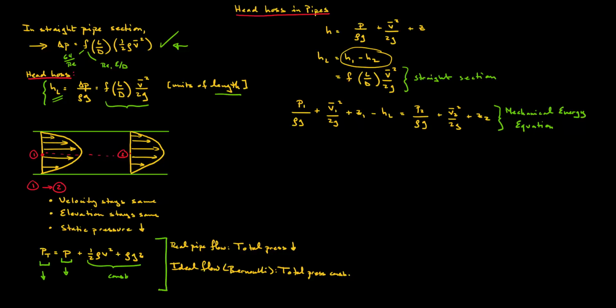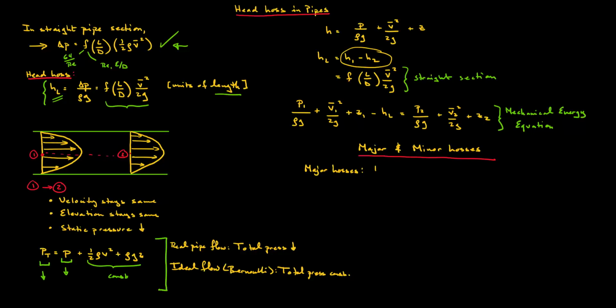So now we turn our attention to the distinction between major and minor losses in pipes. So what we define as a major loss is the pressure loss that we encounter in straight sections of pipe with fully developed flow.